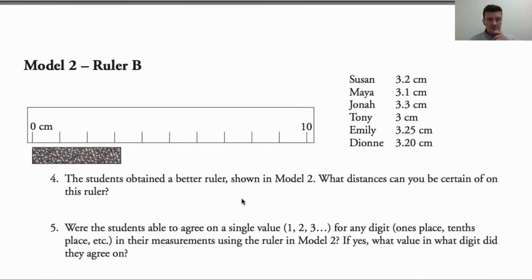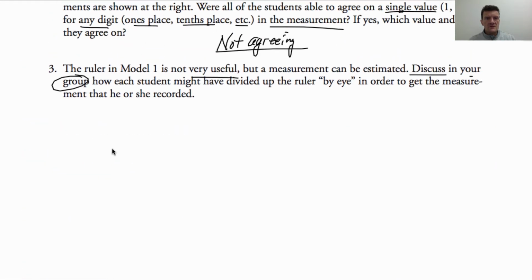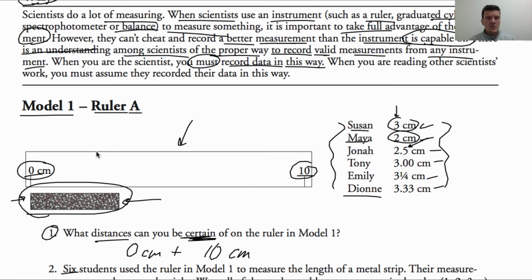Here's ruler B. Now, we don't just have 0 and 10, but we do indeed have markings in between. We've got 10 markings all the way from 0 to 10. Now we might be a little more precise in our measurement because it's clear that compared to Model 1, Ruler A, all we knew for sure is that it was longer than 0 and less than 10.